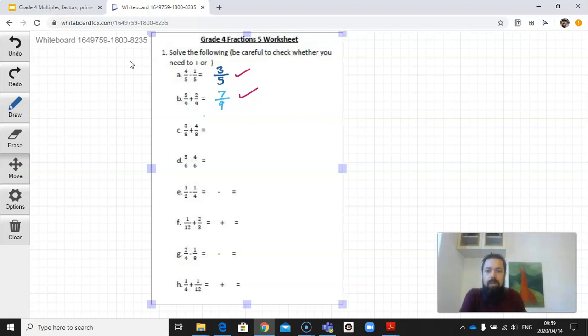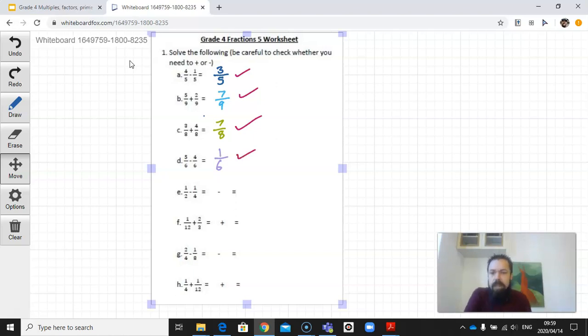The third one, also with the same denominators already, also a plus. Denominator stays as 8. So 3 plus 4 is 7. Here we go. Next one, the last one where I gave you the denominators the same. So the denominator stays at 6. It's a minus problem or a subtraction problem. So 5 minus 4 is 1. So our answer is 1/6.